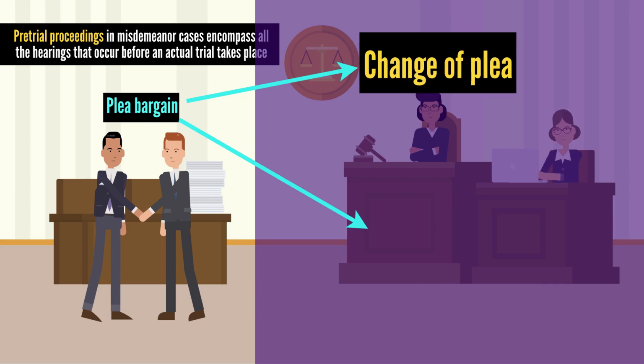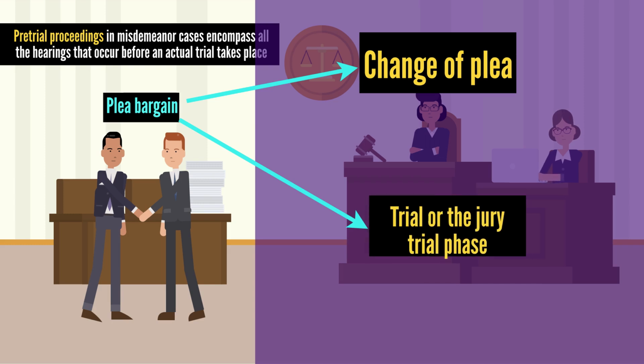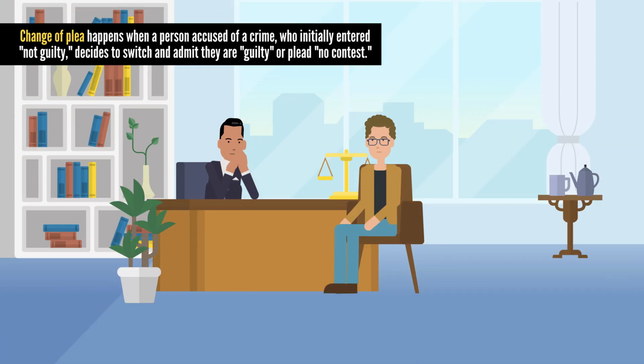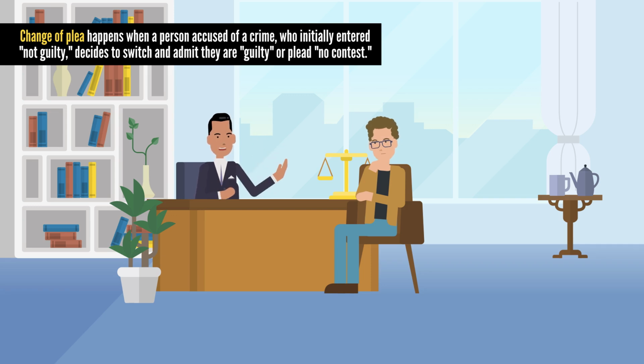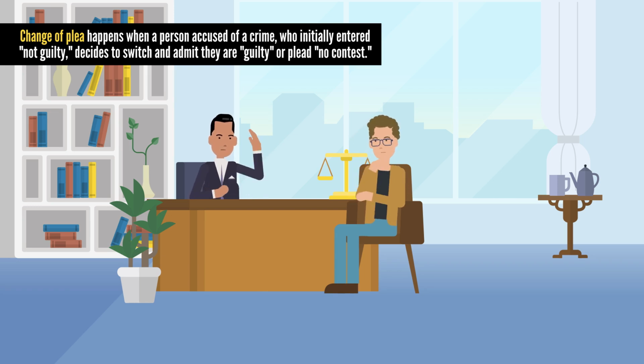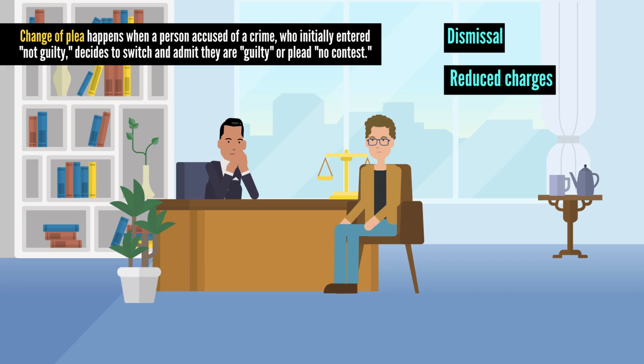However, if no agreements are reached, the case moves on to the trial or the jury trial phase. Change of plea. A change of plea happens when a person accused of a crime who initially entered not guilty decides to switch and admit they are guilty or plead no contest. This usually occurs after discussions between the defense and prosecution lead to a plea bargain or agreement. With their lawyer's advice, the accused may agree to the deal, acknowledging culpability for specific terms with the expectation of potential benefits such as dismissal, reduced charges, a lenient sentence, or other favorable outcomes.